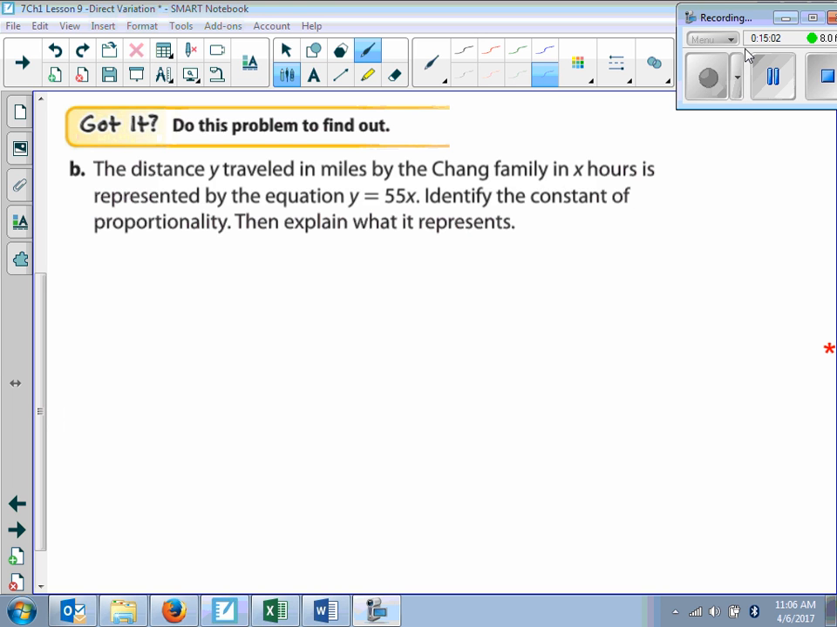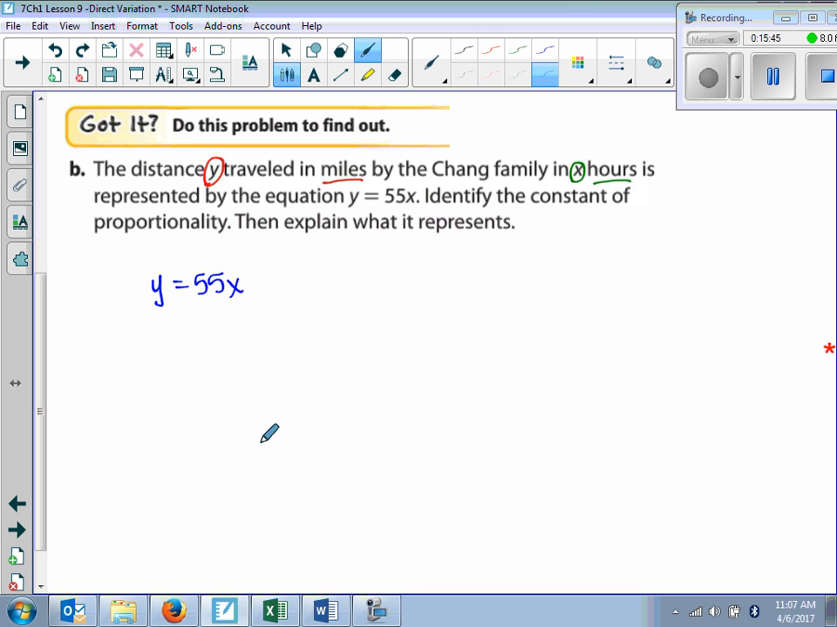All right. In this Got It problem, it says the distance y traveled in miles by the Chang family in x hours is represented by the equation y is equal to 55x. Remember, the y is the miles they traveled, and the x is the hours that they traveled. Is everybody with me? Okay, so now I start with my equation, y is equal to 55x.